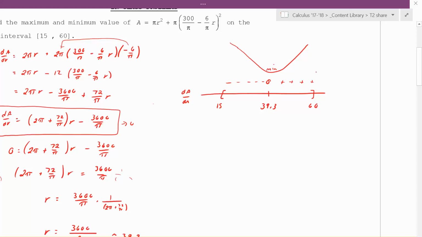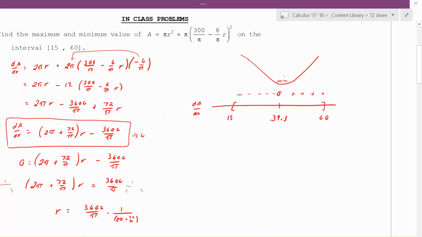So in order to find out what the maximum is, and if I want to know what the minimum value of A is, I know that it is when R is 39.3, but if I want to find out what the A value is, I've got to put all of this into my calculator. So in my y1, I'll type this entire A equation. Then go to my table of values, and I'll evaluate A at 15. I'll evaluate A at 39.3, which I know is going to be my minimum. And I'll evaluate A at 60.